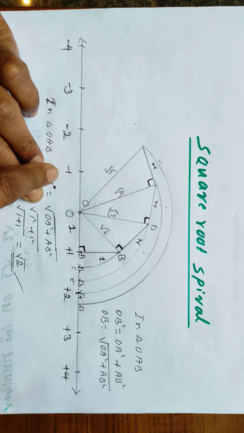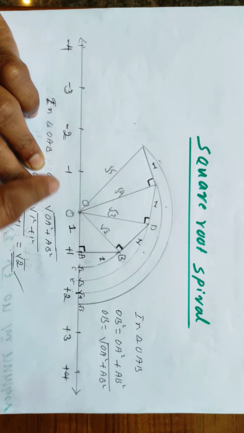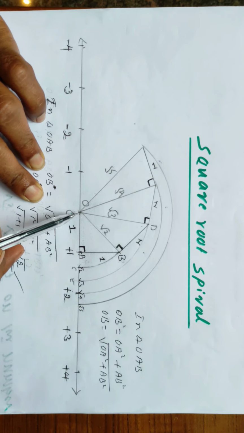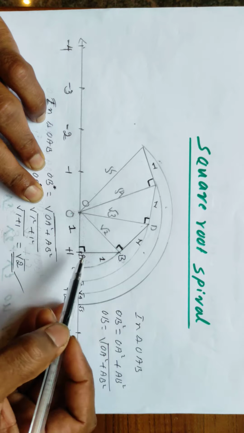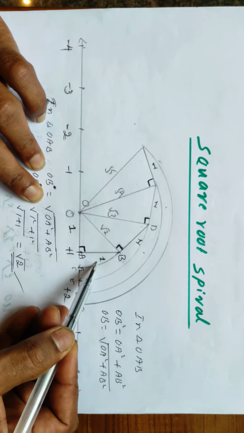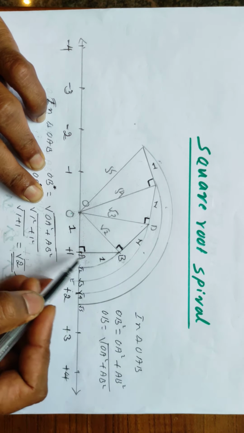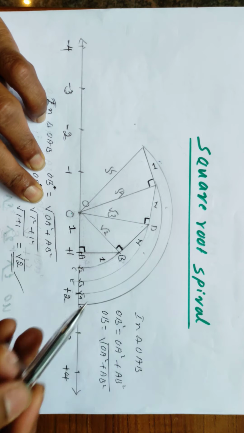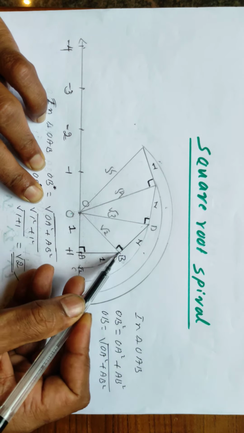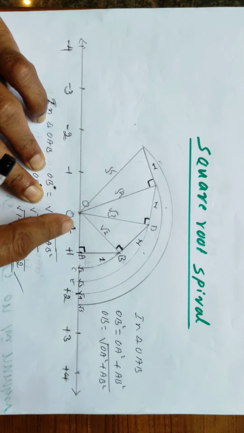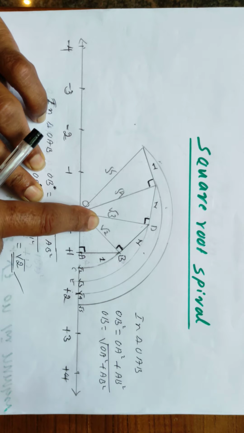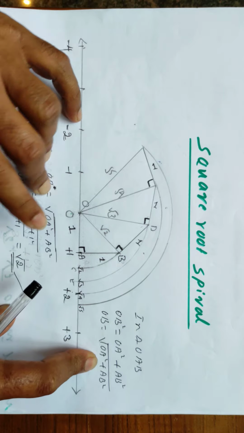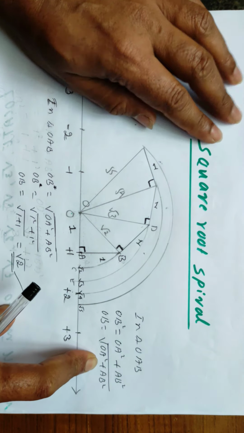After marking equal units on the number line, you have to construct a right angle triangle with base equal to 1 unit and height equal to 1 unit. Join OB, that is the hypotenuse. The length of the hypotenuse will be root 2, and this can be shown by actual calculations using Pythagoras theorem.